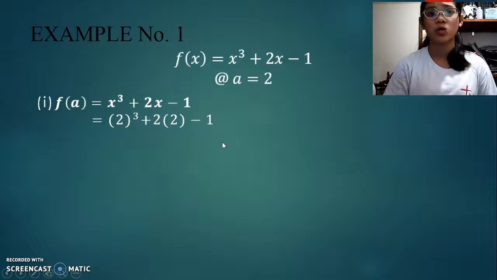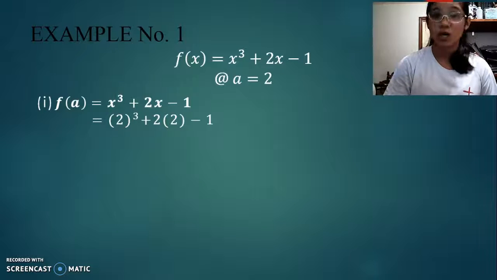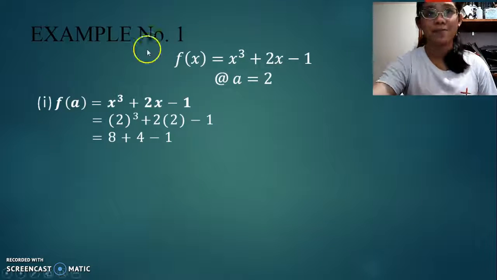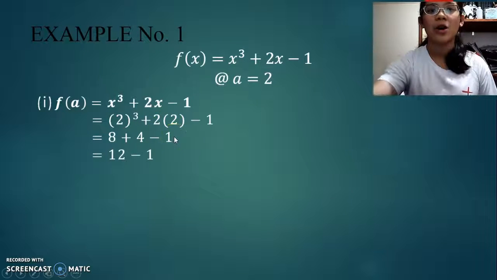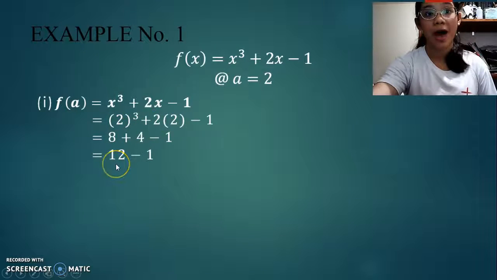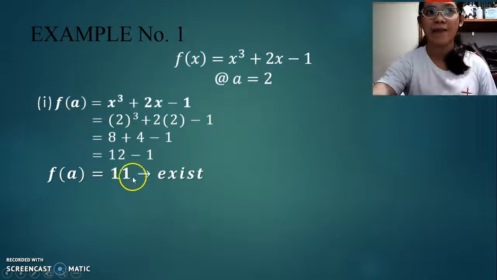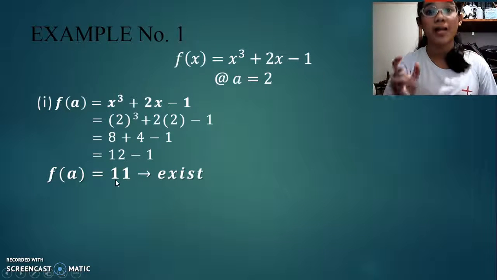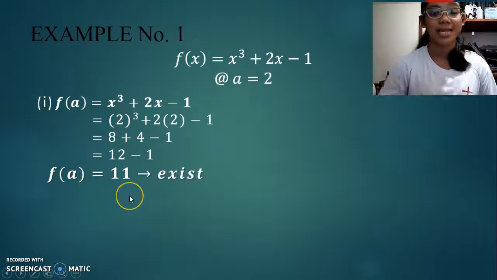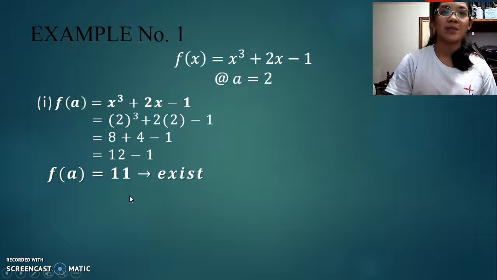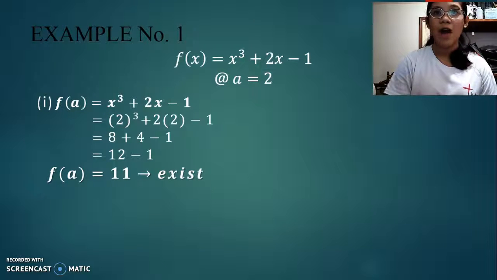According to the PEMDAS rule, we should solve first the exponent, then the multiplication, and then the addition before we subtract. So 2 to the power of 3 is 8. 2 times 2 is 4, minus 1. We add 8 and 4 together to get 12, then subtract 1 from 12, so we have 11. So the value of f of a is 11. 11 is not an indeterminate or undefined number. Therefore, this one exists.